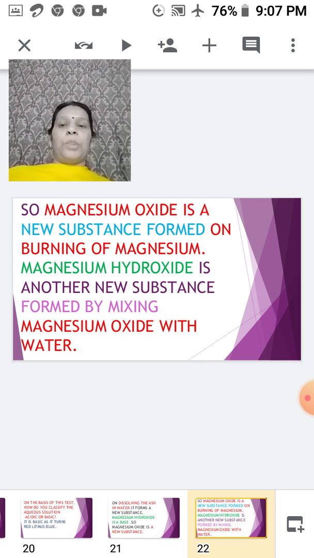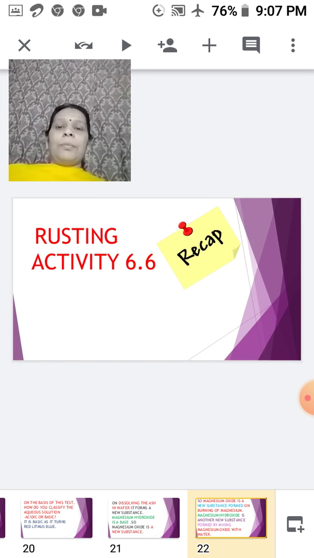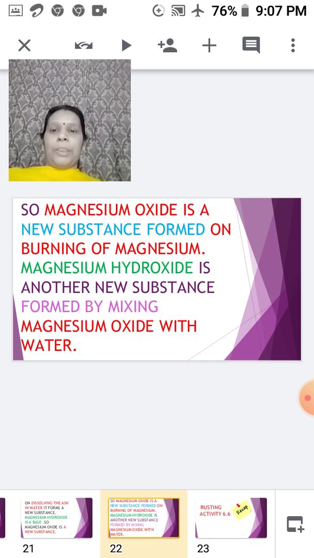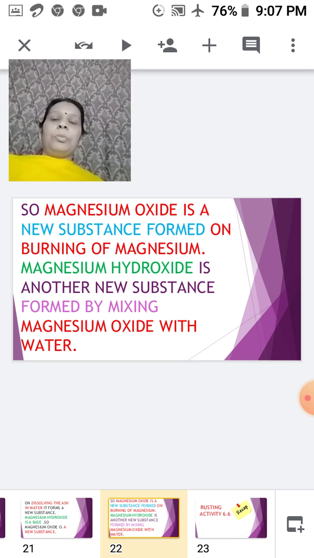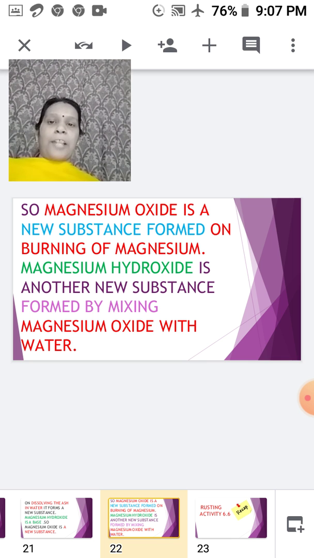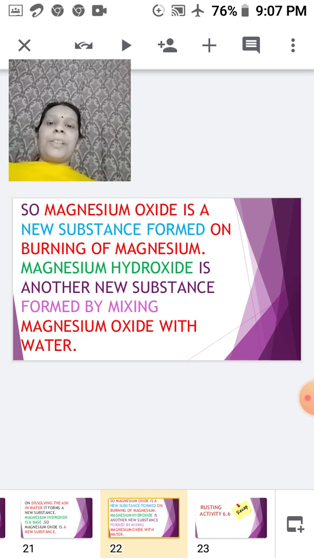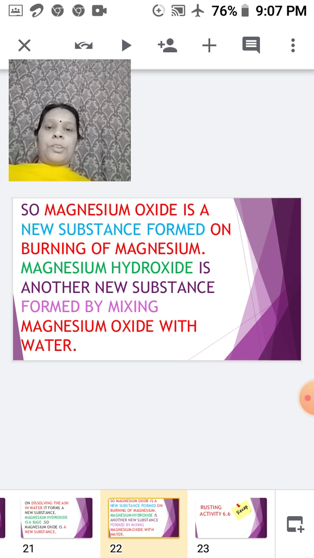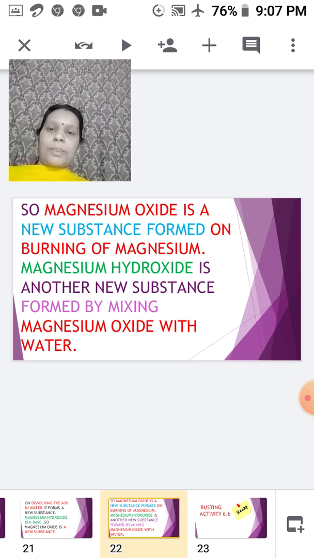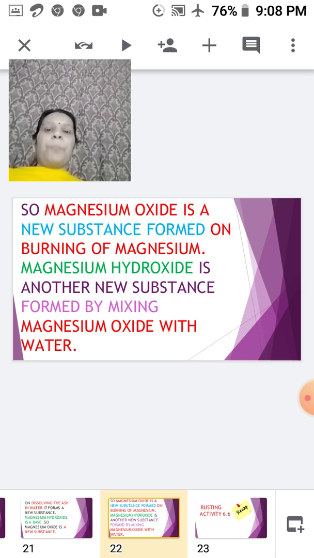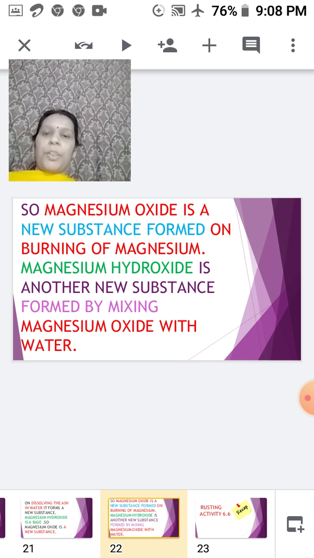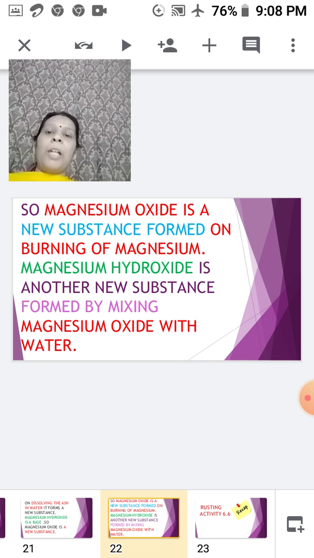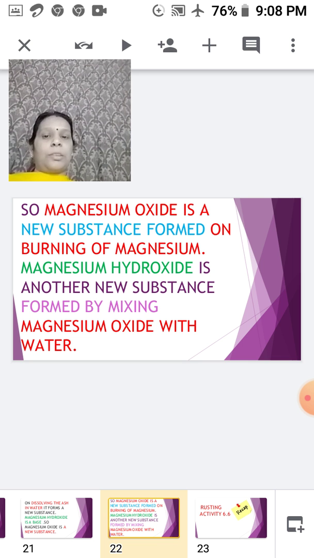So I hope it is clear to you now that in the beginning we had magnesium ribbon. When we put it on the candle, what happened? It got converted into ash while giving a white brilliant spark. When it completely burnt, it changed into ash, and this is magnesium oxide, which is a new substance. After that, we put that ash into the water and mixed it with the water. So we got magnesium hydroxide, which is again a new substance.